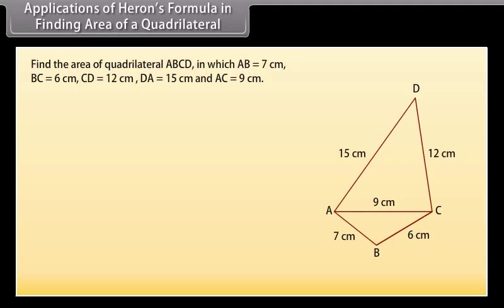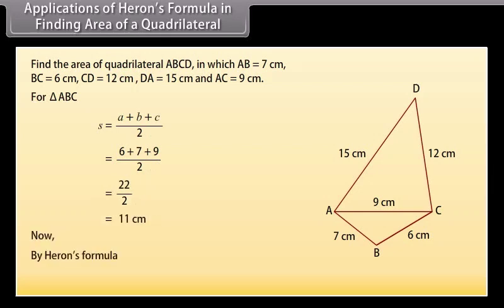Find the area of quadrilateral ABCD, in which AB is equal to 7 cm, BC equals 6 cm, CD equals 12 cm, DA equals 15 cm, and AC is equal to 9 cm. Look at this quadrilateral. To find its area, we divide it into two triangles. Let's now find the area of these triangles one by one. For triangle ABC, S is equal to (a plus b plus c) whole upon 2, which is equal to (6 plus 7 plus 9) whole upon 2, which equals 22 upon 2, which is 11 cm.